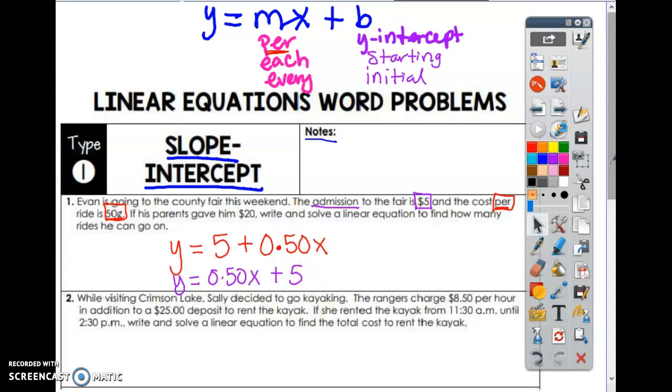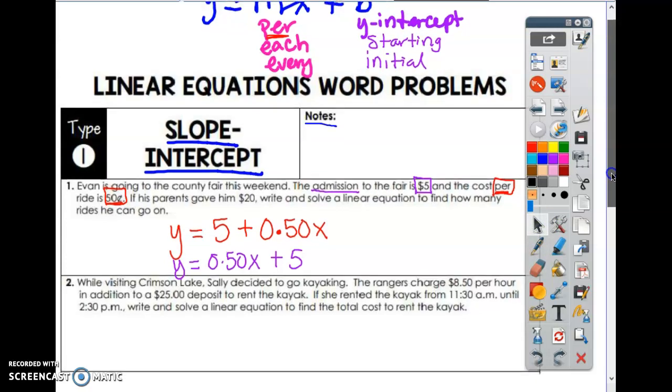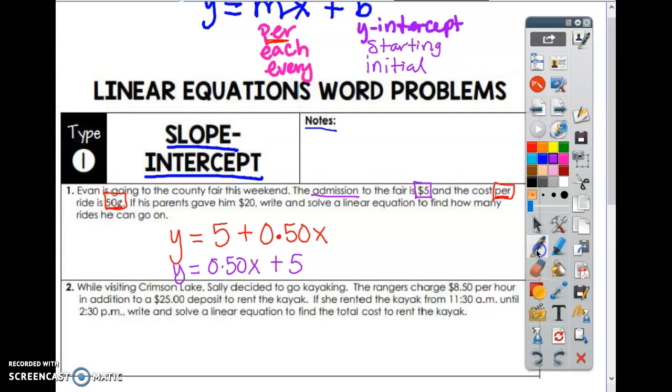Okay, the next one. While visiting Crimson Lake, Sally decided to go kayaking. The rangers charged $8.50 per hour. So this is my key word, per hour. That means the $8.50 is going to have the what? The x. So $8.50 is going to have the x. So y equals, I know that $8.50 has x, because it says per hour. So my x is the hours.